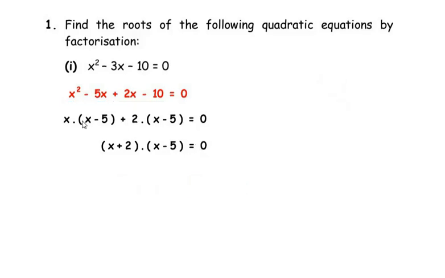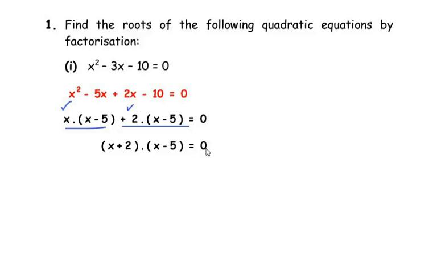Now there are 2 groups, as we can see. This is the first group and this is the second group. And from both these groups x minus 5 is a common factor. So we have taken it out, and inside the bracket remains x plus 2. So that becomes our second factor. So here we have got 2 factors, that is x plus 2 times x minus 5 equal to 0.